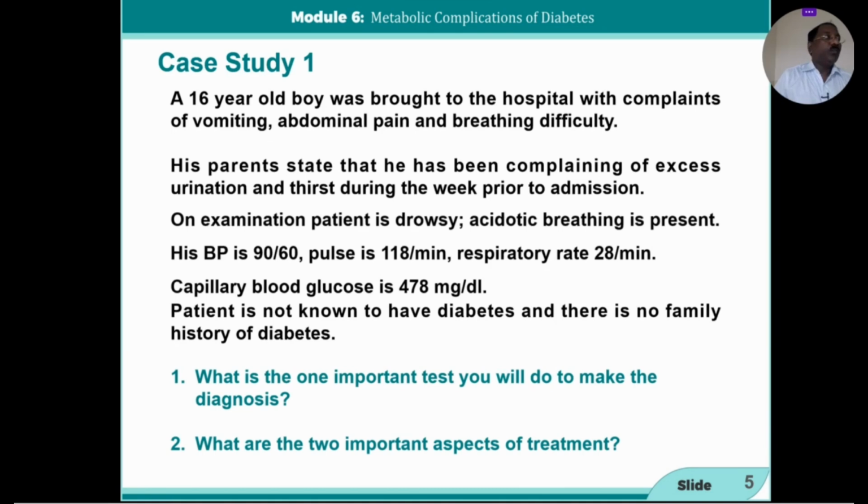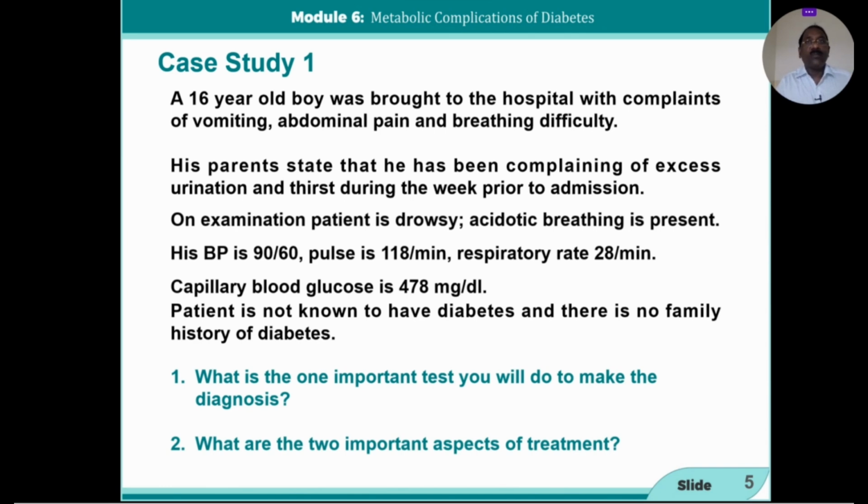Sodium 0.9%. Do you know 0.45% is also available? That is half normal saline. So you send the blood for the electrolytes. Suppose if the sodium is more than 145 or more than 150, then you can use half normal saline. Otherwise, between 135 to 145 or 150, you can use 0.9% as a routine normal saline.